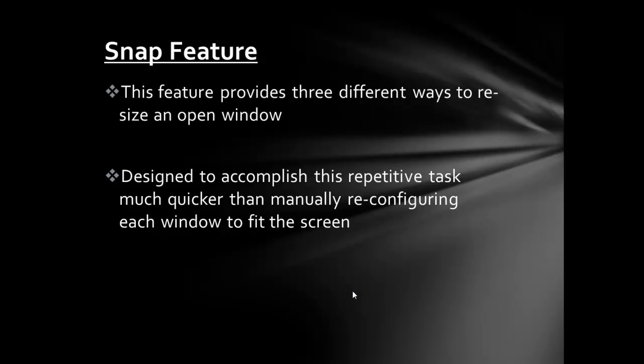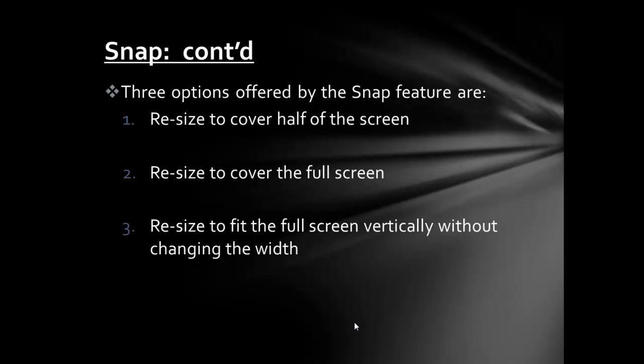I'm going to start with one of my favorite features, which is the Snap feature. Snap is a feature that allows you to quickly resize one or more of your open windows into one of three standard options. You can click on the title bar and drag it to either side of the screen to make the window cover half of the page. That's one option. You can click on the title bar and drag it to the top of the screen to maximize the window, much the same as you would if you were clicking the maximize button in the top right corner.